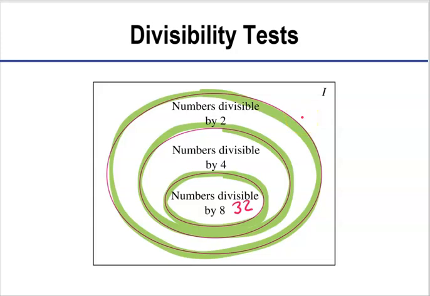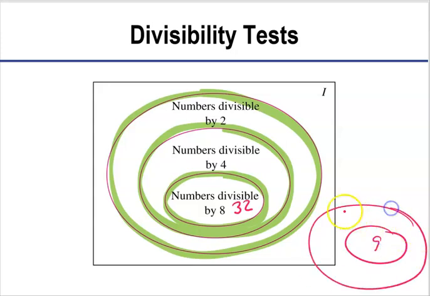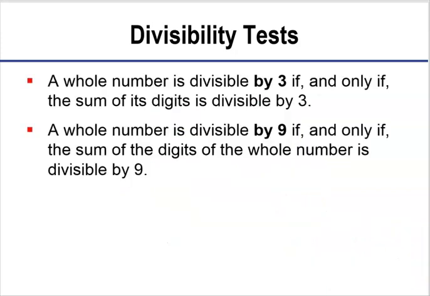Okay? 3 and 9 have a similar idea. So numbers that are divisible by 9 are also divisible by 3. Every number that's divisible by 9 is also divisible by 3. Why? Because 9 is divisible by 3. Now, maybe you know this rule, maybe you don't. I hope you do, though. It's great. A whole number is divisible by 3 if and only if the sum of the digits is divisible by 3.